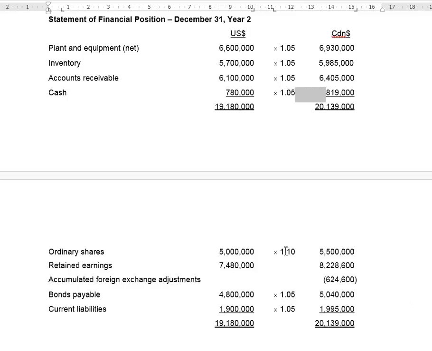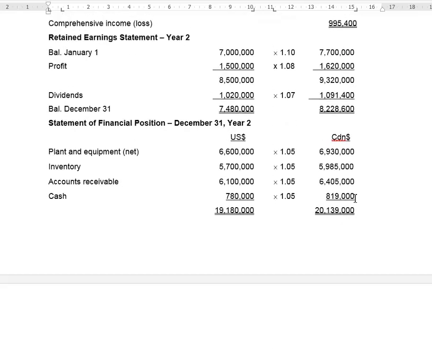And again, don't forget we have our ordinary shares. They will be translated at the historical rate. These were common shares that the sub Sandora had that pre-existed the relationship. But we can't use the rate in effect at the date those shares were issued. We use the rate in effect at the date that the two became related. Now, in this case, because the parent company owns all of it, it happens to be the December 31st year 1 rate in any case, which is 1.10.